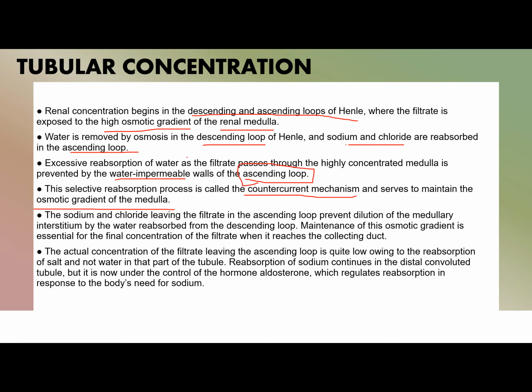Because if this process were absent, imagine what would happen: your urine would be too diluted, with a very low osmotic gradient. So the sodium and chloride leaving the filtrate in the ascending loop prevents dilution. By allowing sodium and chloride to leave the filtrate, it prevents dilution from the water reabsorbed from the descending loop. Maintenance of this gradient is essential, class, for the final concentration. So that's the basic summary, class. The ascending loop basically prevents too much water from being absorbed.